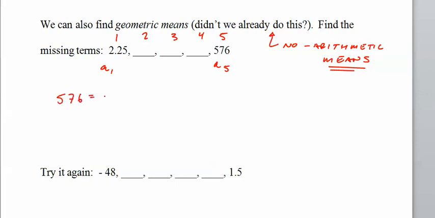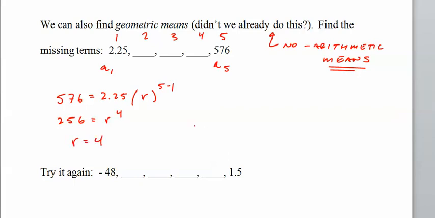576 equals 2.25 times r to the 5 minus 1. 256 equals r to the 4th. I happen to know that 4 to the 4th is 256. So now I found my r value.